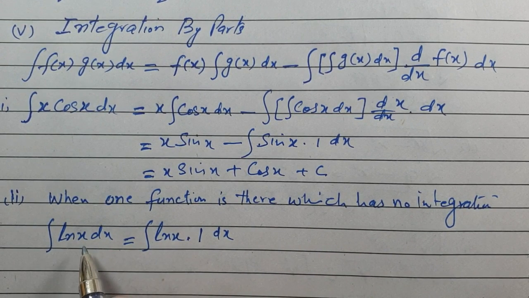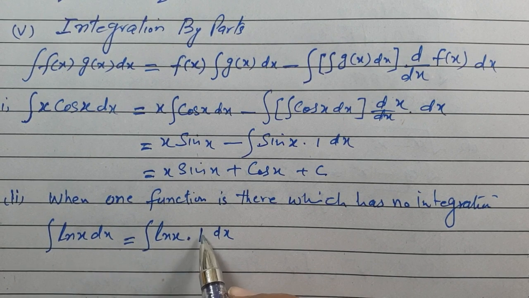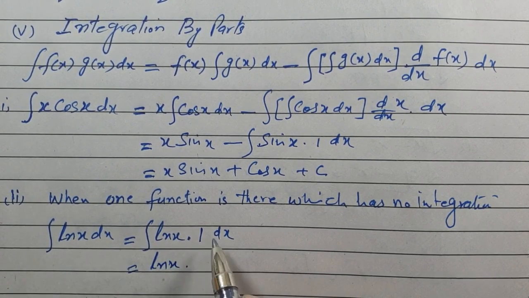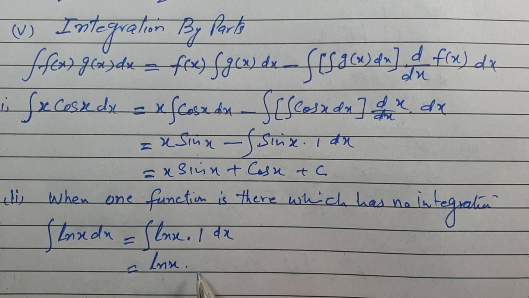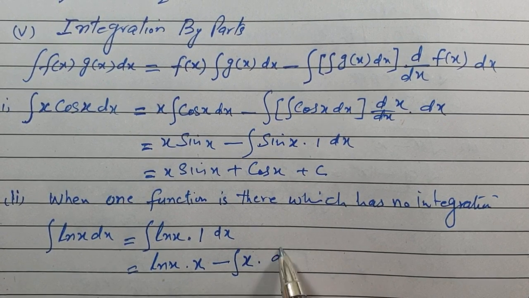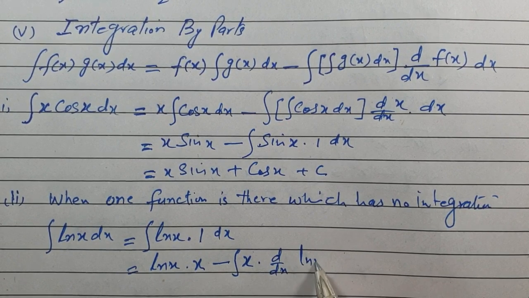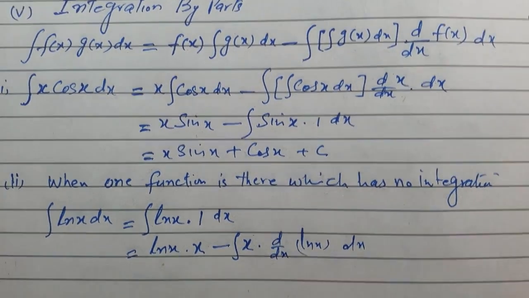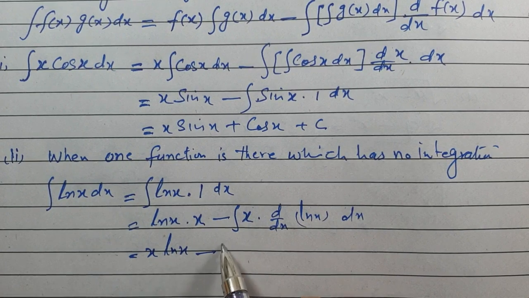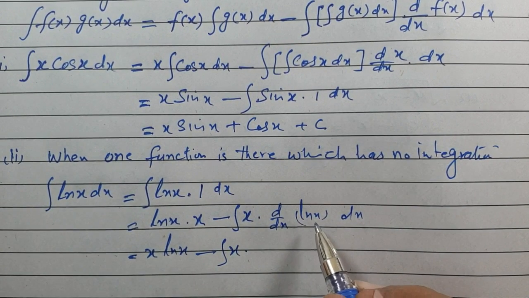Therefore, in this case, when integration of the function is not available and it's only the single function, then we take 1 as second function. Therefore, we take first function into integration of second. What is the integration of this second function? It is x minus integral this function into derivative of first.